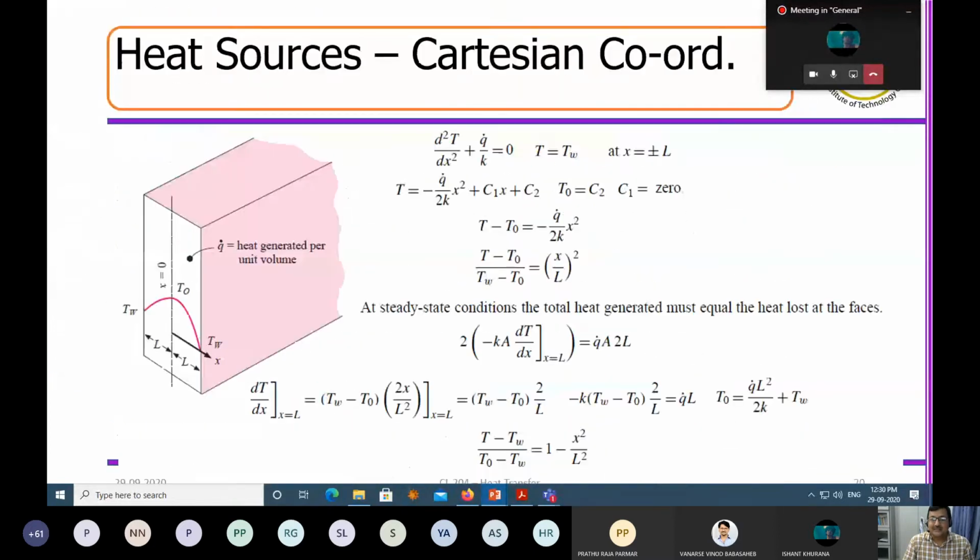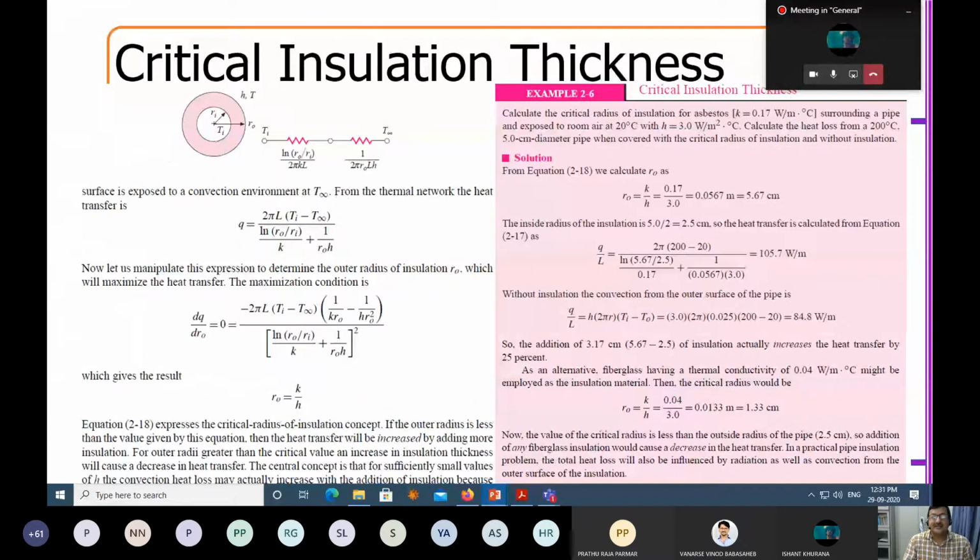So the concept is generated from the critical insulation thickness. Here one may say, suppose you just keep on putting the insulation as much as you like. But that is not going to give you the solution. If you just keep on putting as much insulation on the pipe, beyond a particular thickness of the insulation, what will happen? You will not gain, rather you will start losing.